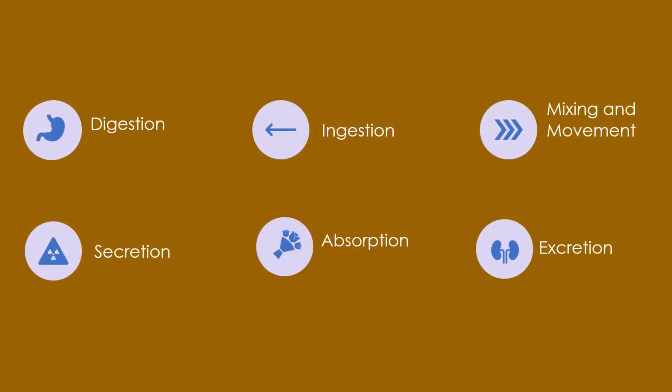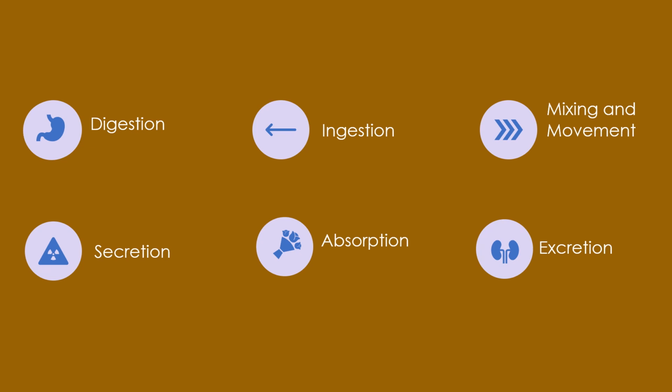Before going into the processes, let's take a short recap about the organs. The process of digestion begins from the mouth and it ends in the small intestine. And the large intestine's main function is to absorb the remaining water from the undigested food. And next we have the alimentary canal, also known as the gastrointestinal tract.